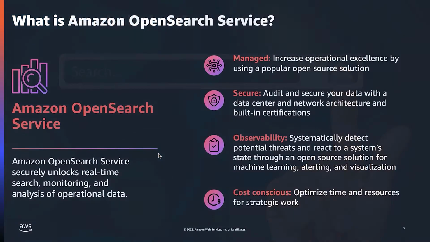So let's see what Amazon OpenSearch Service is. OpenSearch Service is a fully managed service that makes it easy to deploy, operate and scale OpenSearch clusters in the AWS cloud. Self-managed OpenSearch or Elasticsearch takes time and specialized expertise, but you can increase operational excellence by using a popular open source solution through OpenSearch. Talking about security, you can audit and secure your data with a data center and network architecture using built-in certifications, and you can meet and maintain high security for authentication, authorization, encryption and so on.